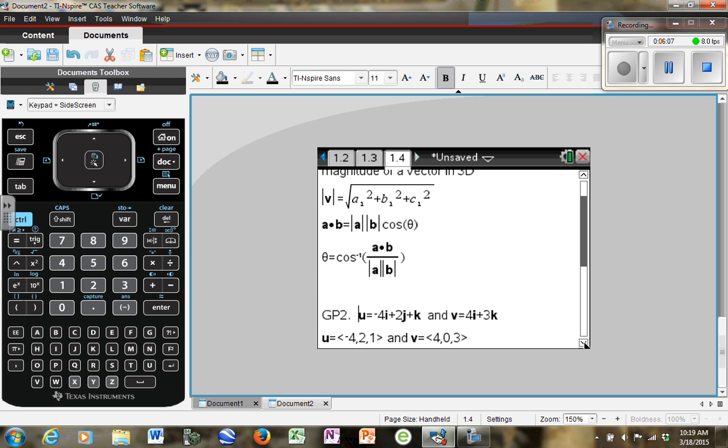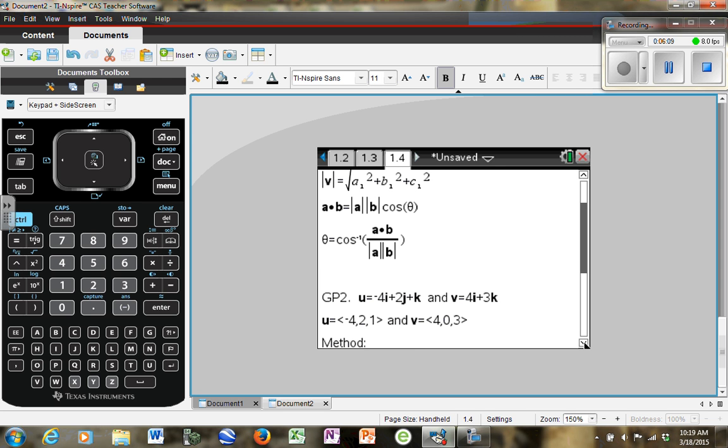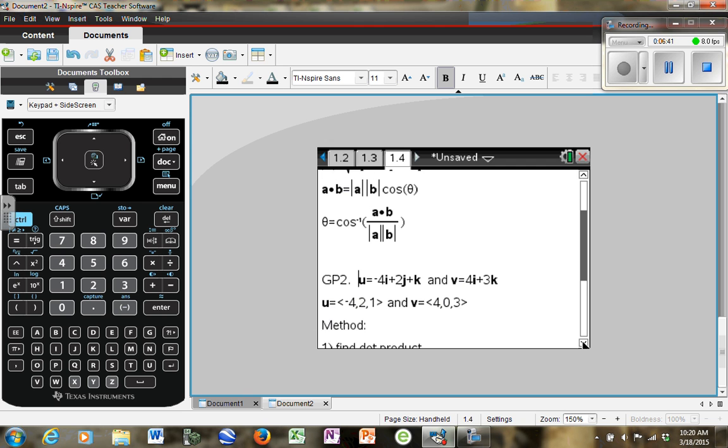Guided practice number 2. Okay, so they give it to us in the unit vector formation. So you got I, J, and K there as being the unit vectors, and the numbers in front just represent a scalar multiplier. And so first thing to do is to translate that into our component form, so it's more what we're used to. And this first one is -4, 2, and 1. Now the second one is missing the j part, so that means the j part is 0. So 4, 0, 3.